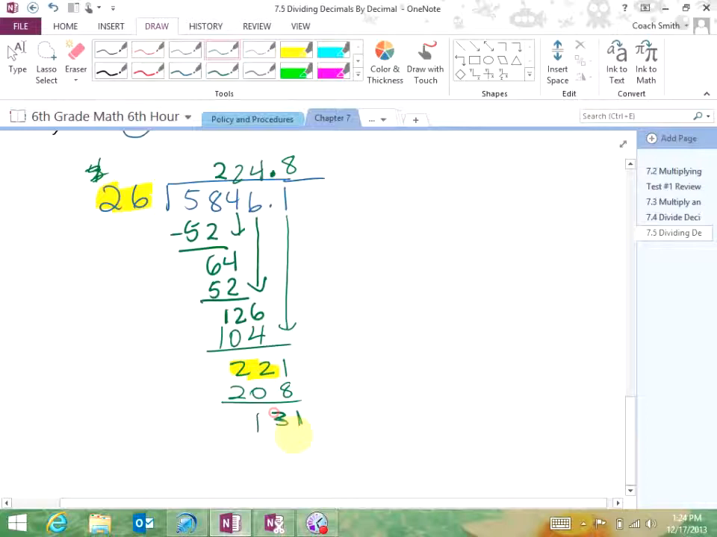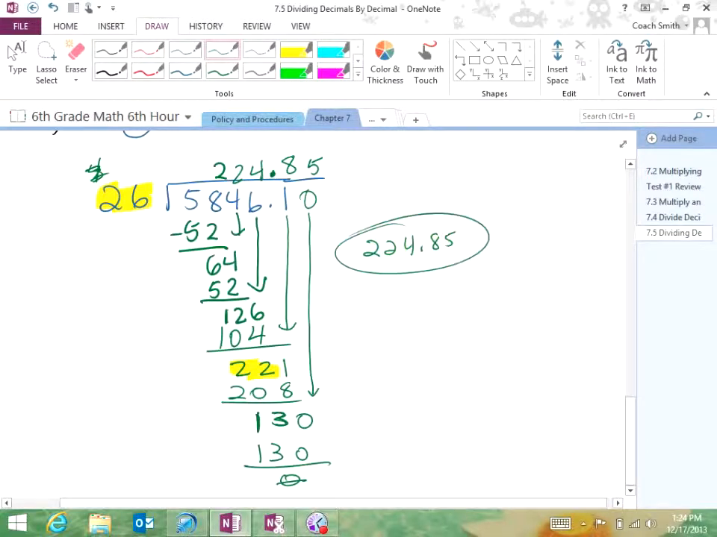Bring down your 1. Oh, yeah, I got to add a 0. So bring down my 0. And that goes 5 times. Be 130. So 224.85. 0.85.